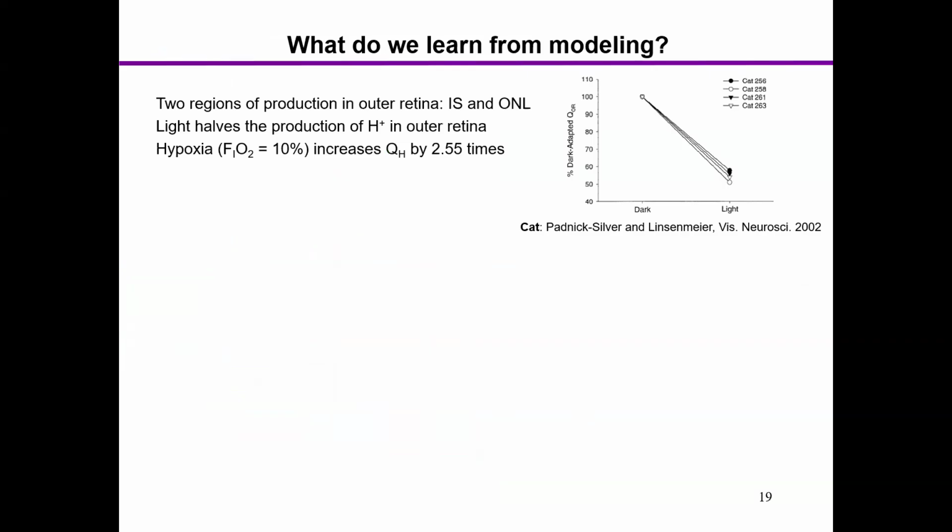So what do we learn from this modeling? Well, we've learned that there are two regions that essentially produce hydrogen ion in the outer retina, the inner segments and the outer nuclear layer. We've learned that light basically halves the production of hydrogen ion in the outer retina. This is data from one of Lissa's papers. If you go down to breathing 10% oxygen in the cat retina, that will increase hydrogen ion production by about 2.5 times on the average.